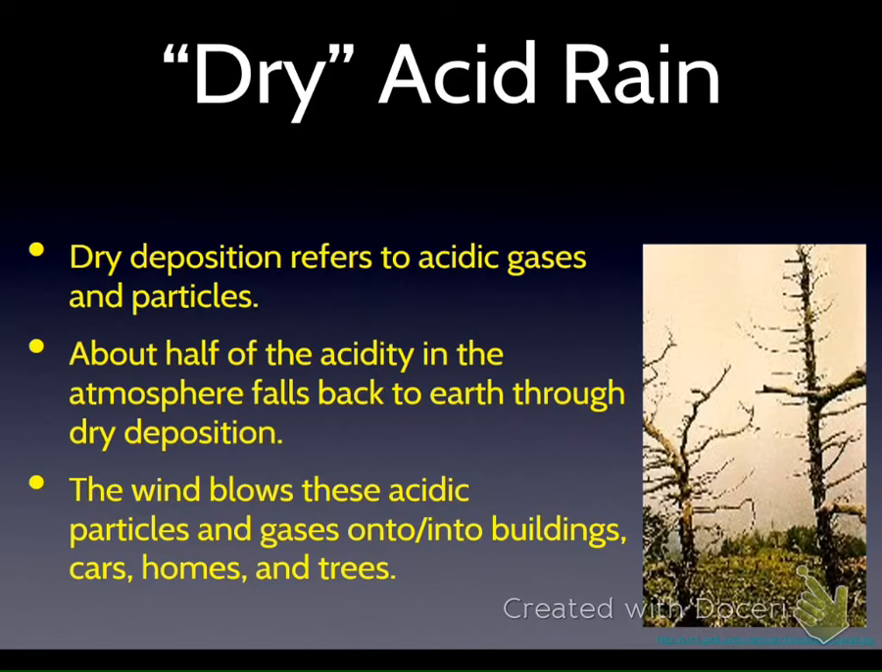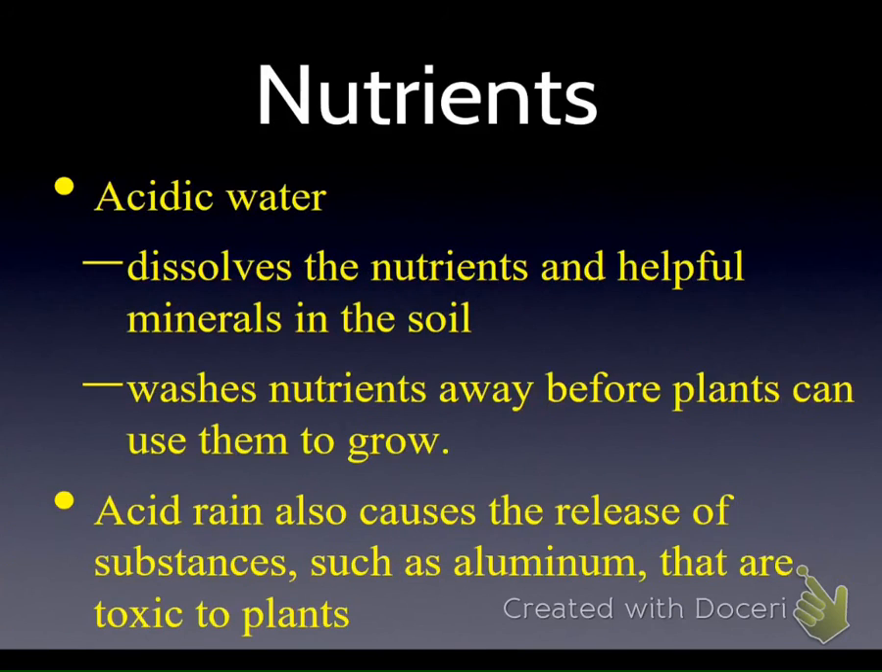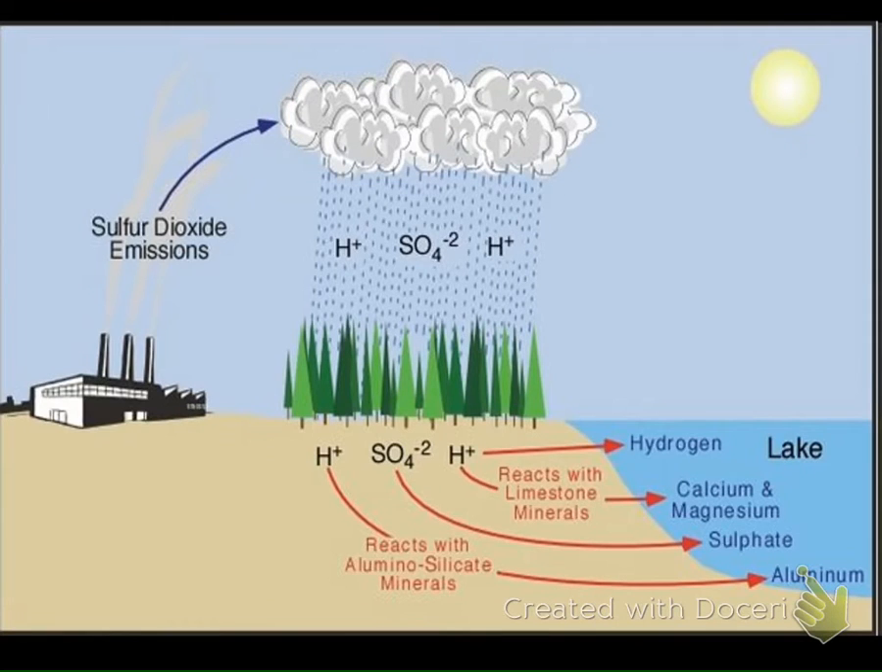Half of the acidity comes back through acid deposition, and they do damage to all kinds of different things, which we'll see. Sometimes in water, it will dissolve the nutrients so they are not available to the fish or vegetation, and or they may remove the minerals from the soil. Then when that water goes away, so do the nutrients. Sometimes it will cause materials like aluminum to be leached out, which is toxic to various things.